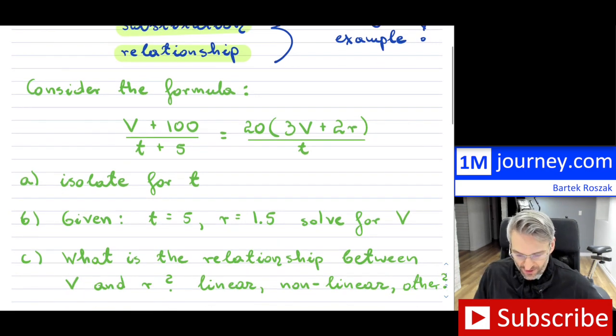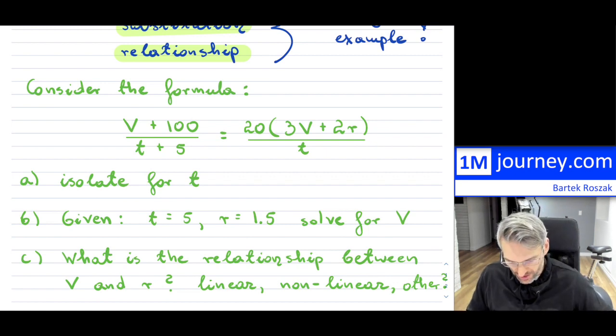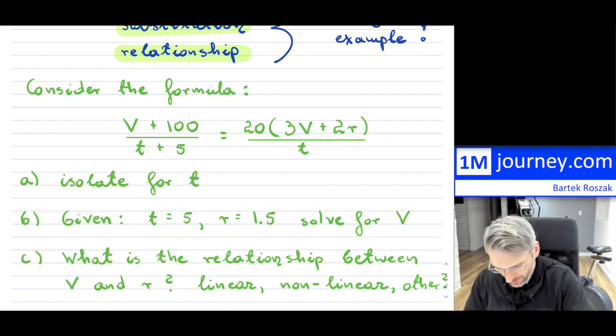Consider the formula (v + 100)/(t + 5) = 20(3v + 2r)/t. So it's an interesting formula. It actually relates back. So you have volume, temperatures, and then you have a rate, r, there on the right-hand side. So the first question, or at least the first component, asks: isolate for t.